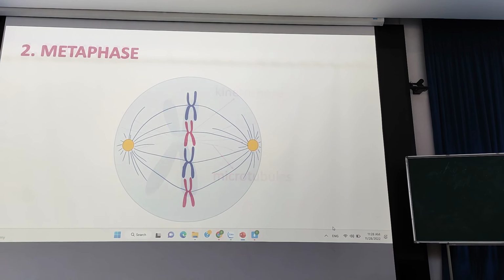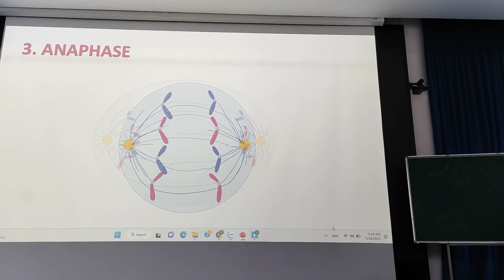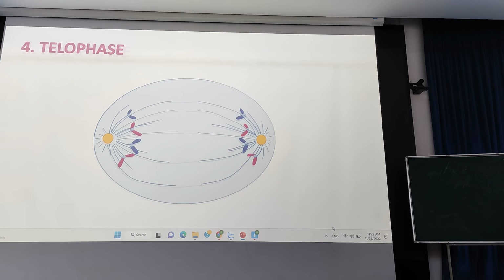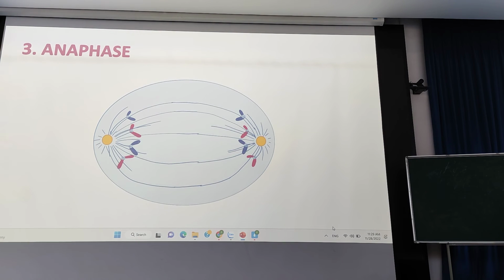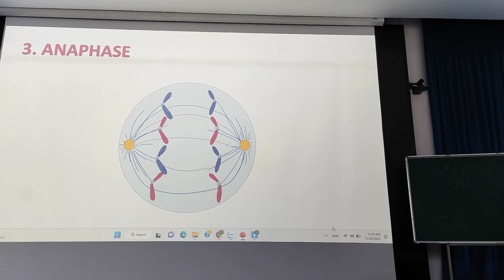Next. Metaphase, please. Please go back to the previous slide. There you go. Metaphase.